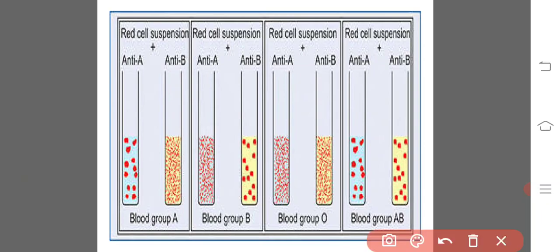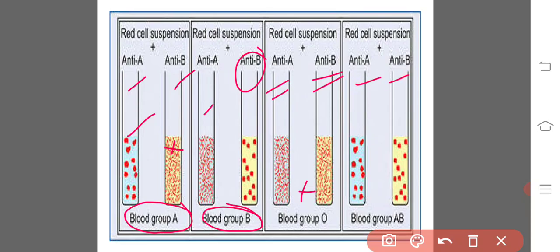So here you can observe the blood grouping. Here is the red blood cell suspension, with anti-A antibodies and anti-B antibodies. In the A group people, A antigens are there. So here there is agglutination, and here there is no agglutination at all. In the B group people, B antigens are there. They clump with the anti-B antibody, not with the anti-A. And in O group people, there are no antigens at all, so no clumping with either anti-B or anti-A. And in blood group AB, both antigens are present, and if you mix with the anti-A antibody and anti-B antibody, agglutination is seen in both test tubes.